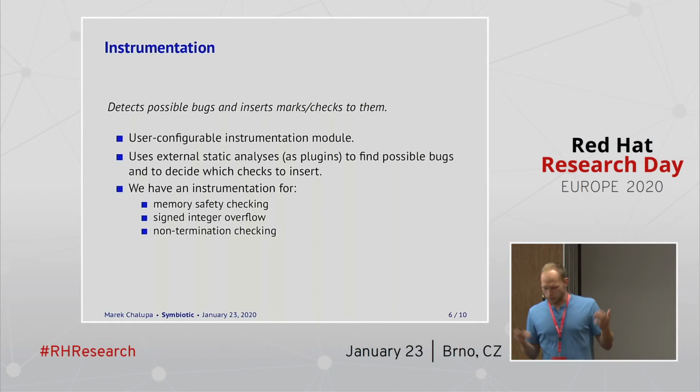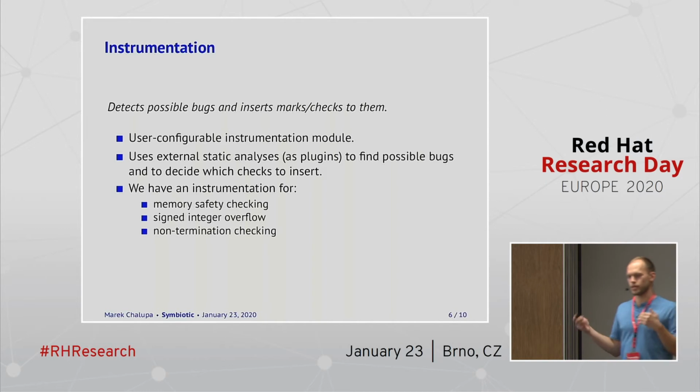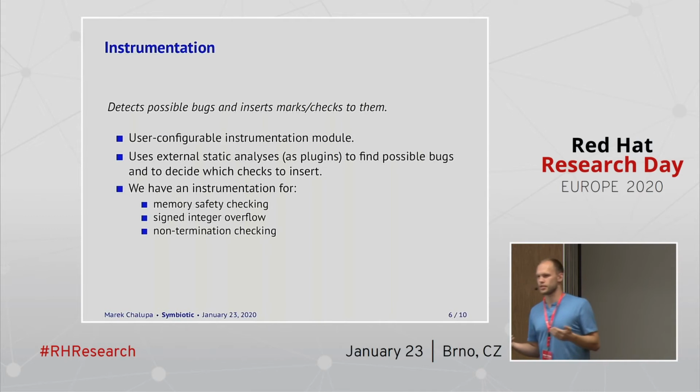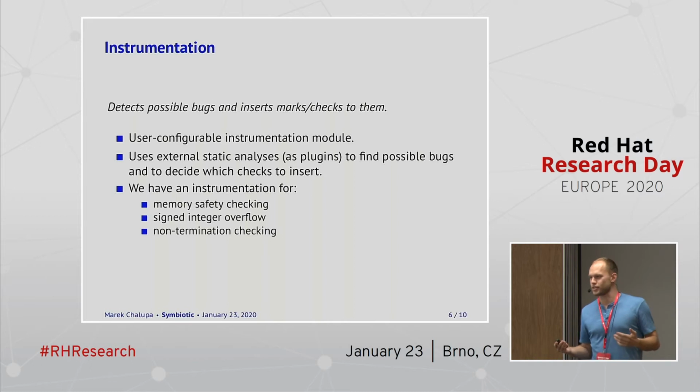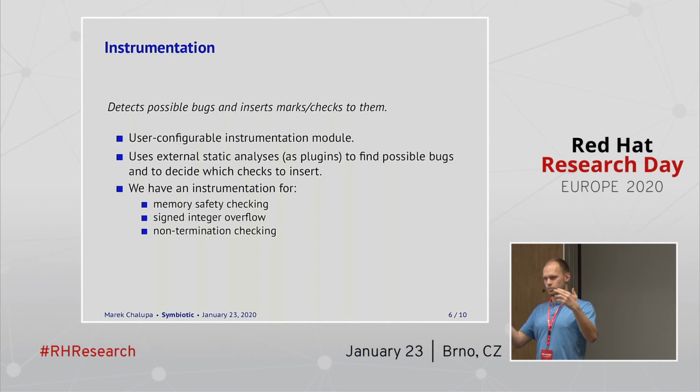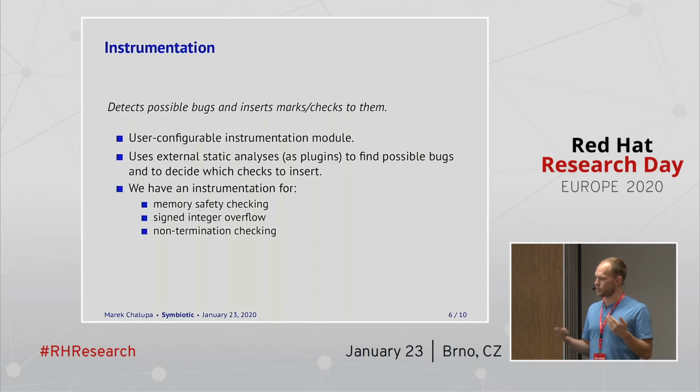And of course we do not need to use instrumentation for every kind of error. If we are interested in assertions, as we saw in the example, we do not need any instrumentation. But if we are interested in errors like memory safety errors or signed integer overflow, we need to use this instrumentation to mark the possible errors in the code so that we can slice the program. We also have instrumentation for simple non-termination checking, that is, detection of infinite cycles.